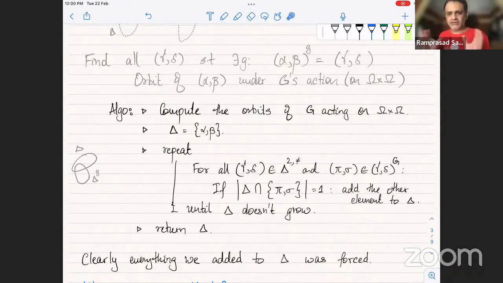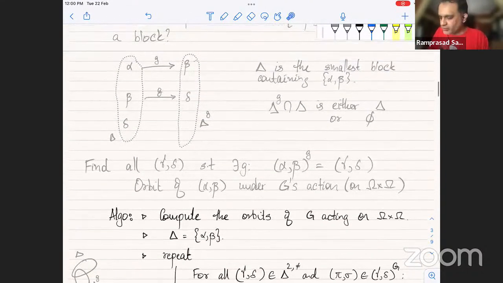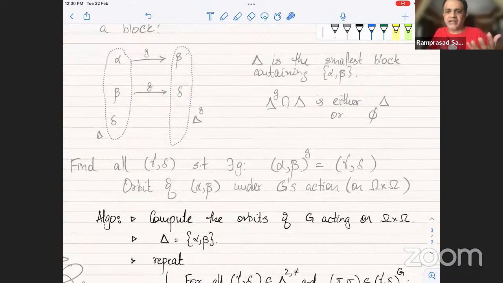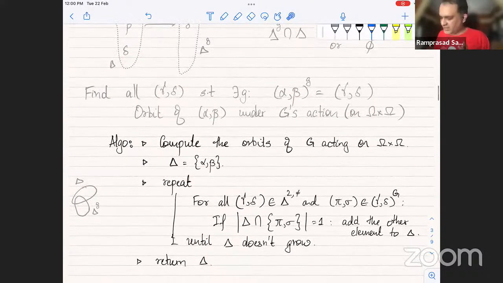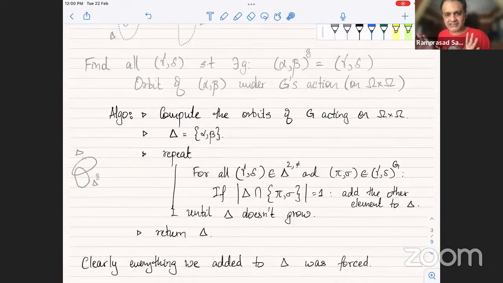Okay, so I hope the algorithm in general is clear, and the intuition is also clear, which is that you're using this obvious situation where you know you have to add delta, and you are just expanding on this same idea. If I have a current delta, I pick up two points alpha and beta in it, and its image was, let's say, gamma and delta, but it so happens that gamma was here already, then I better put delta also here. So this is the algorithm. Are there any questions on this? We haven't yet shown that this is correct, but I hope the algorithm is at least clear.